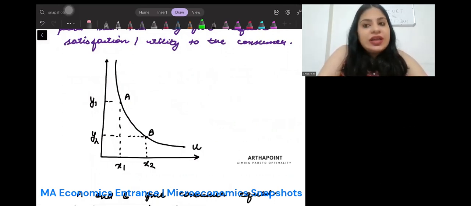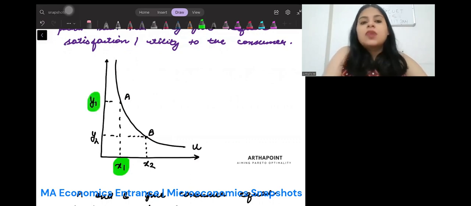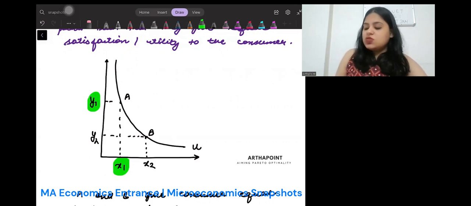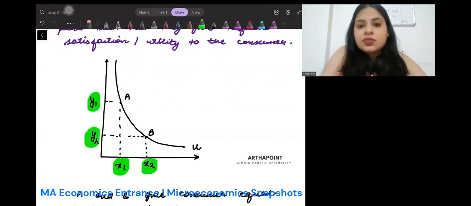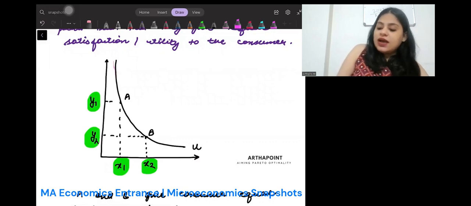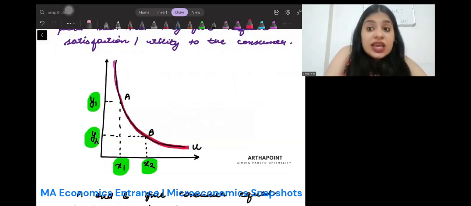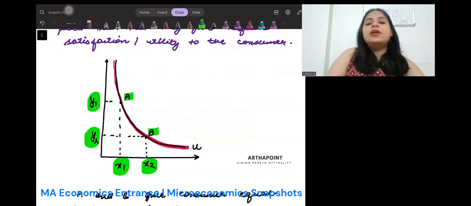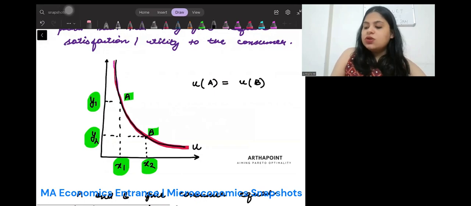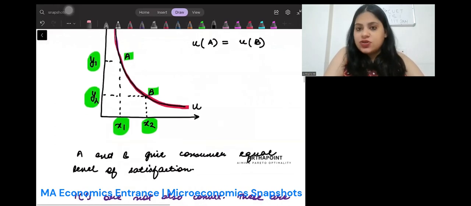Note that at point A, the consumer is consuming less of good X and more of good Y. Consider that at point B, the consumer is consuming more of good X and less of good Y. So the two points have different levels of consumption of good X and good Y. However, if I say that they lie on the same IC, it means that the consumer gets the same level of satisfaction from bundle A and bundle B. It means that the utility of the consumer from bundle A should be equal to the utility from bundle B. So A and B should give the consumer the same level of satisfaction.